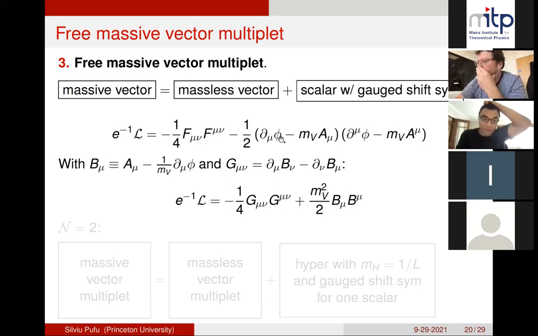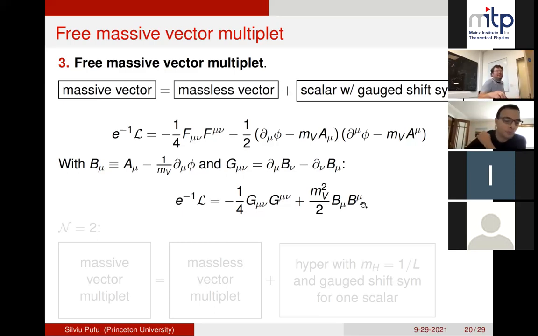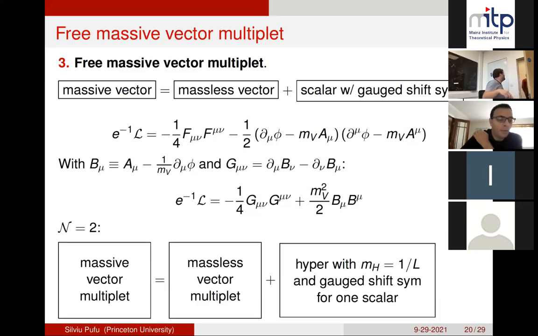So the kinetic term would be (∂_μ φ − A_μ) with some constant, m_V. And then if we redefine B_μ as A_μ minus 1 over m_V times ∂_μ φ, and G_μν is the field strength of this new vector field B_μ, then the Lagrangian is just the same as the Proca Lagrangian for a massive vector. Okay, so this is without supersymmetry.